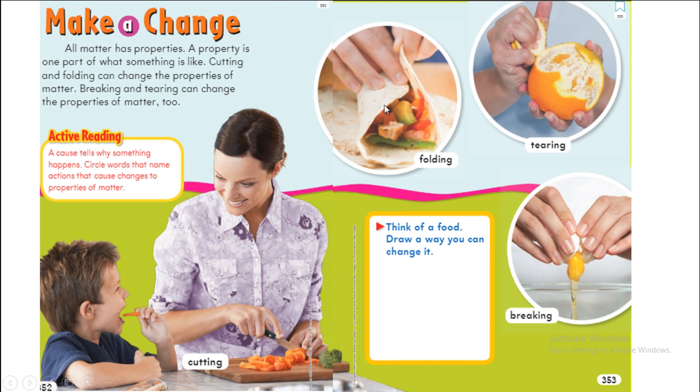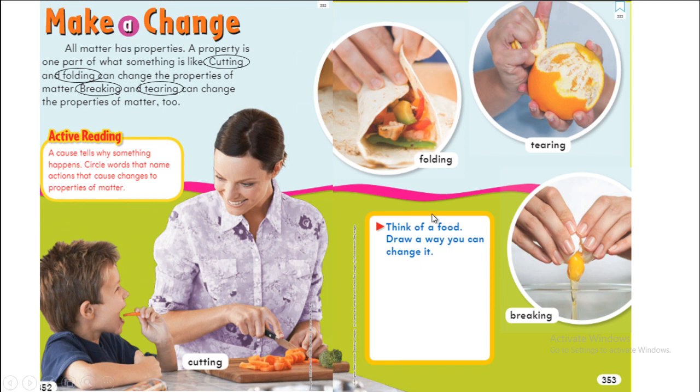Look at this picture. She's making a tortilla sandwich. She's folding the bread over the chicken and the vegetables. So she is folding. Here, she's tearing. She wants to eat the orange, so she is tearing. How about here? Breaking an egg. So we can do cutting, folding, breaking, and tearing. All of these are ways of changing the matter. So circle these four words.